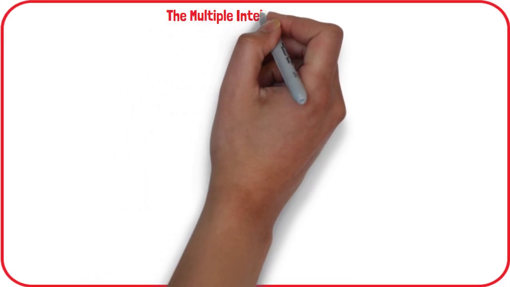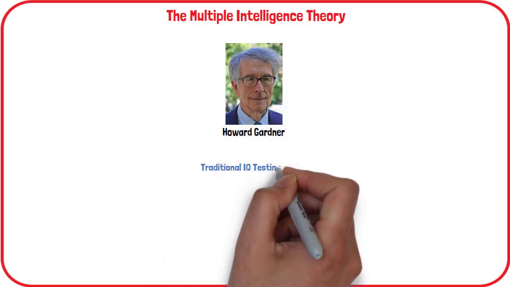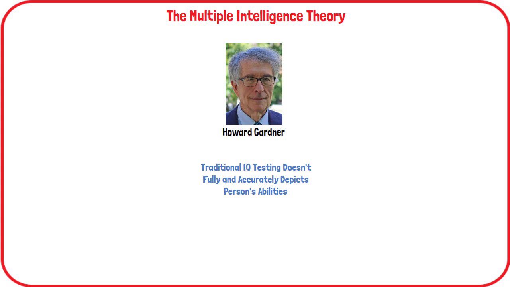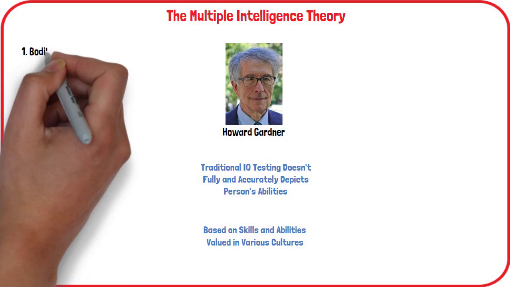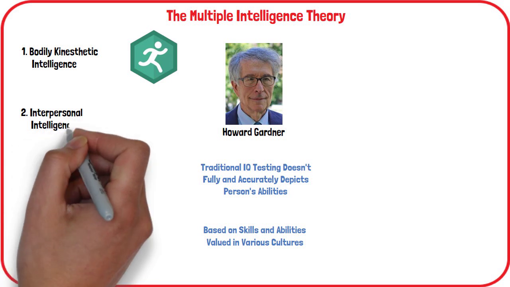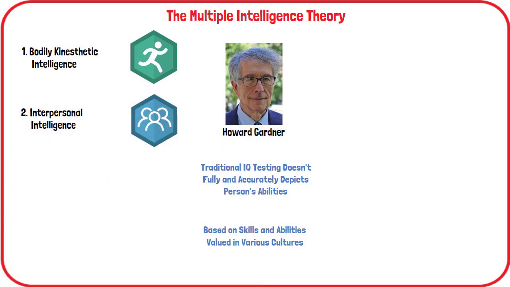Multiple intelligence theory. Howard Gardner has proposed that traditional IQ testing does not fully and accurately depict a person's abilities. He proposed 8 different intelligences based on skills and abilities that are valued in various cultures. 1. Bodily kinesthetic intelligence, the ability to control body movements and handle objects skillfully. 2. Interpersonal intelligence, the capacity to detect and respond appropriately to the moods, motivations, and desires of others.